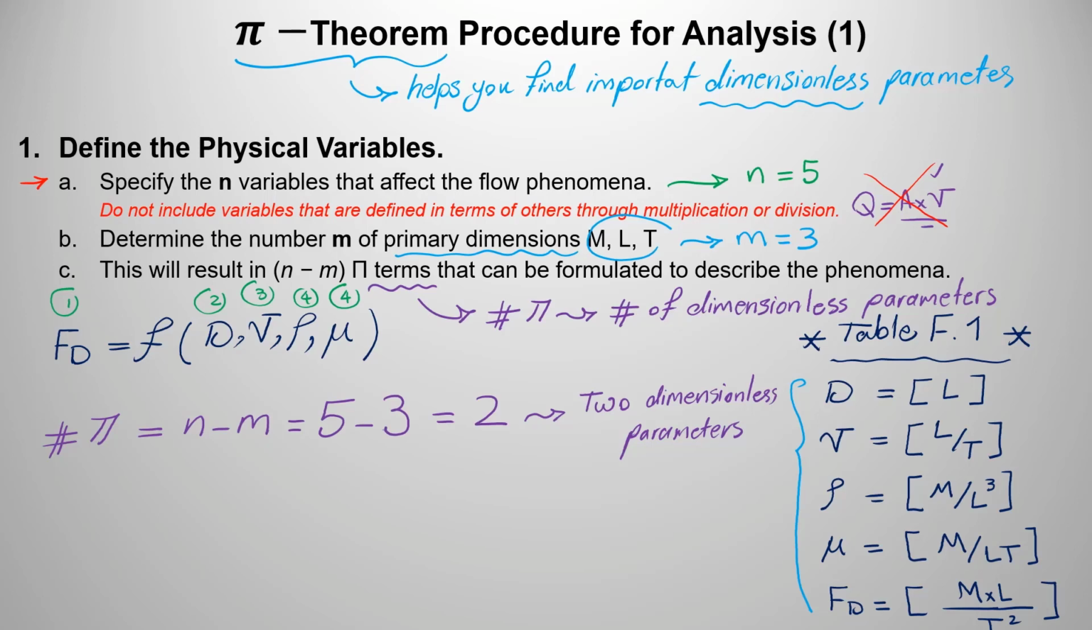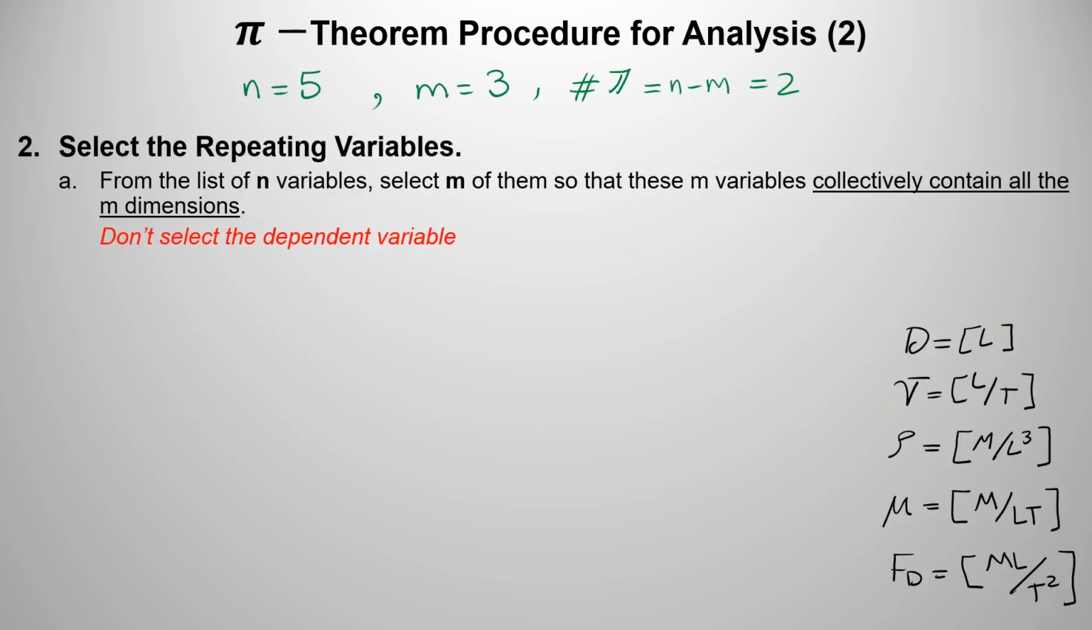How to find them would be under step number 2. So remember that you're going through a procedure. This was step number 1. To find these parameters, we're going to go to step number 2. Step number 2, select the repeating variables. All right, so let's continue reading. From the list of n variables, and n is 5. So from the list of 5 variables that you have over here, select m of them, and m is 3.